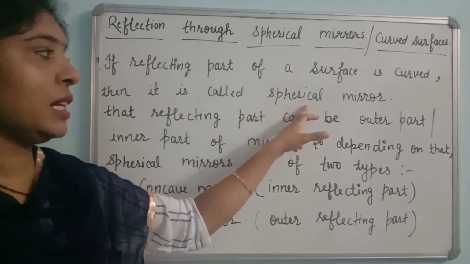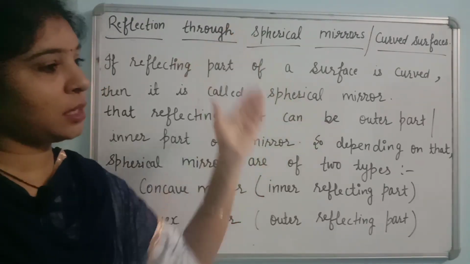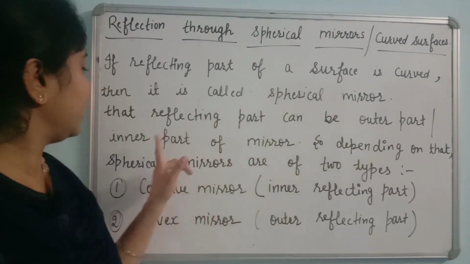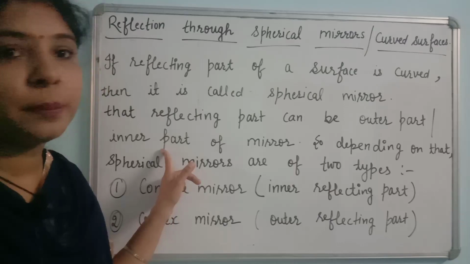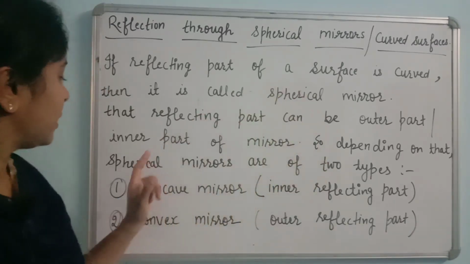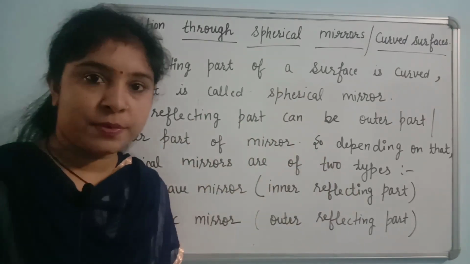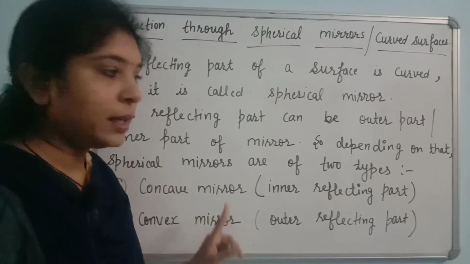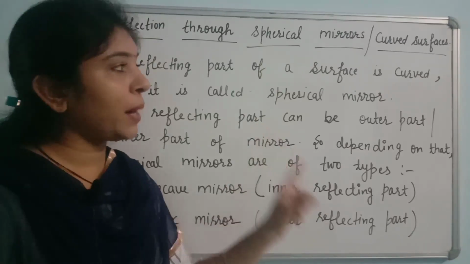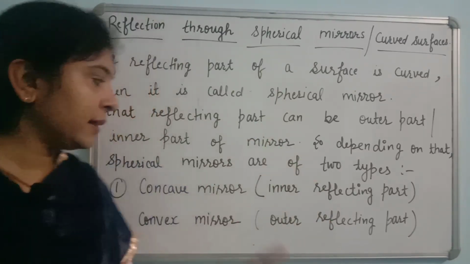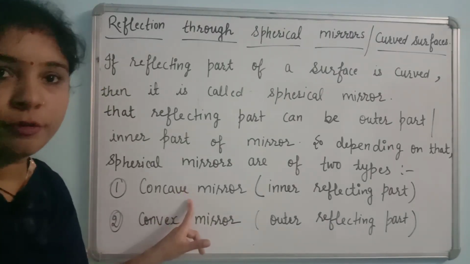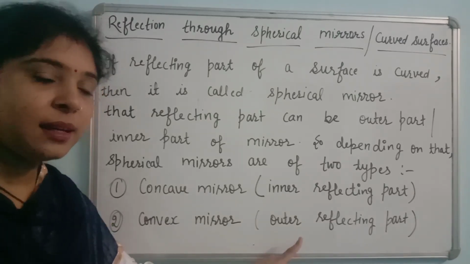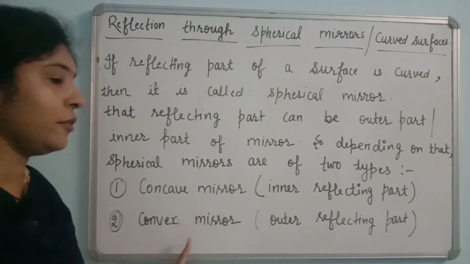So if we have any spherical mirror, its curved surface is reflecting, and that can be the outer part or the inner part of the mirror. Depending on this, spherical mirrors are of two types: concave mirror and convex mirror. If the inner part of the surface is reflecting, that is a concave mirror. And if the outer part of the surface is reflecting, that is a convex mirror.